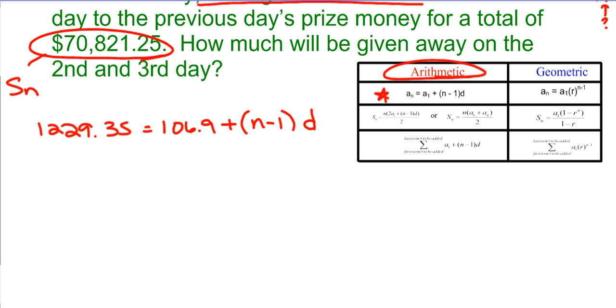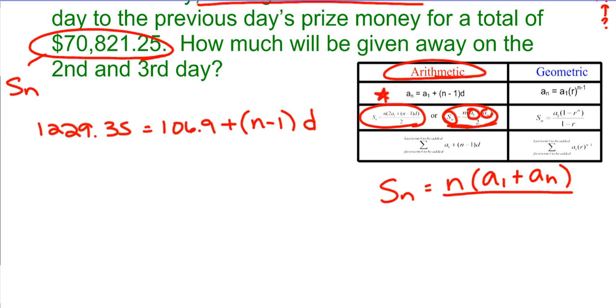So now I'm going to have to use either this formula here, which we haven't used yet, or this one here to find N and find D. So let's just see, I'm just going to try this one first right here. I know SN, I know A1, I know AN. So I know most of this formula. So I'm going to come over here and say SN. So I'm going to write this formula down. Let me make sure I copy it right. Yeah, there we go. Okay.